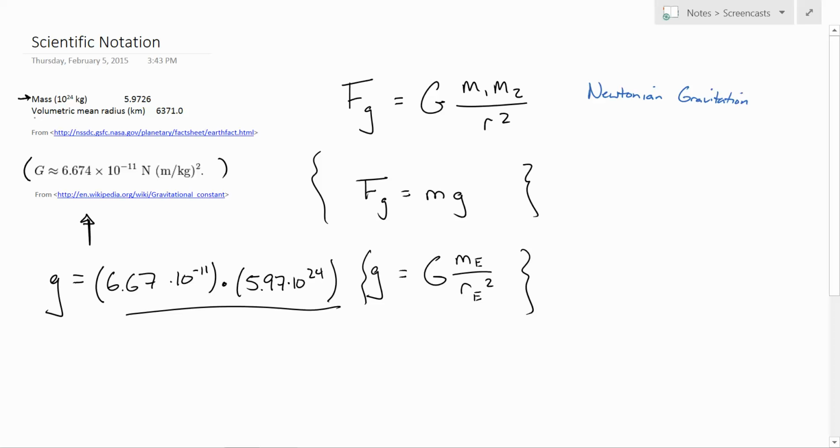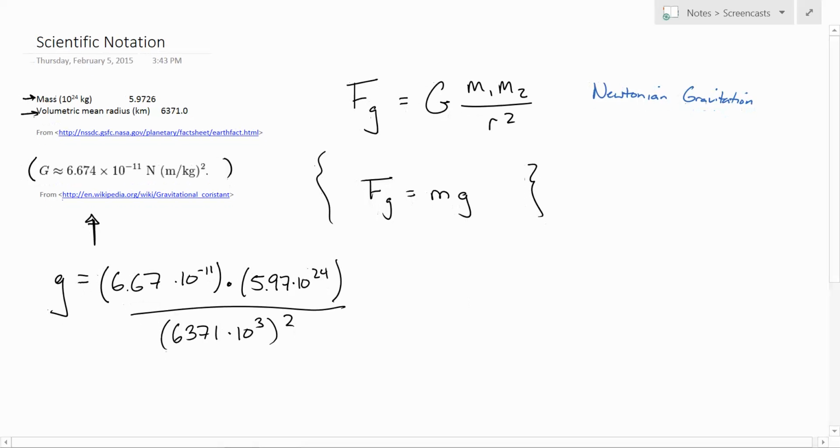And then divided by, we're going to take the mean radius. So kilometers, we need to turn into meters. Kilometer, remember, is 1,000 meters, so that kilometer is 10 to the third. So this is 6,371 times 10 to the third meters, squared. Alright. Let's see what we can do to clean this up a little bit.